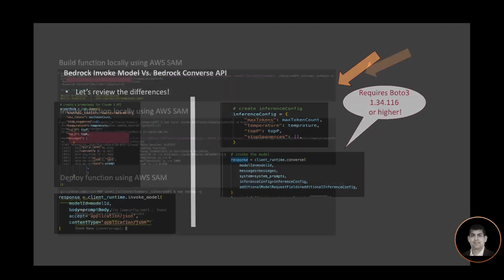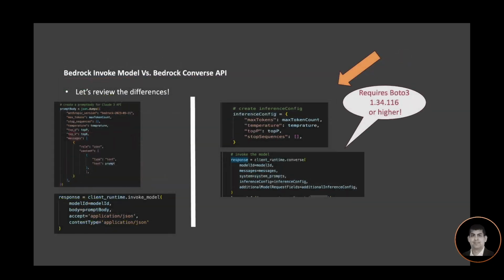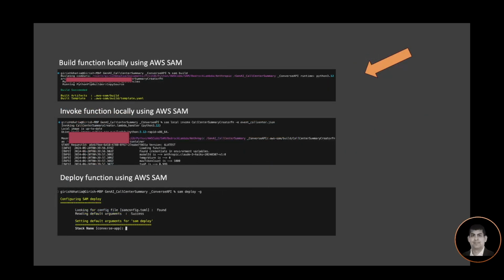One thing you do have to pay attention to is that because it's a newly released API, it requires Boto3 1.34.116 or higher. So if you don't already have it, you will have to update your Boto3 library, otherwise your code will not work. Once we have the function, I will build it using the SAM build command. Once the build has succeeded, I can validate it locally using AWS SAM. The command for that is SAM local invoke, my function name, and then I pass an event payload. Once I have validated it, I can deploy it to the cloud using the SAM deploy command.